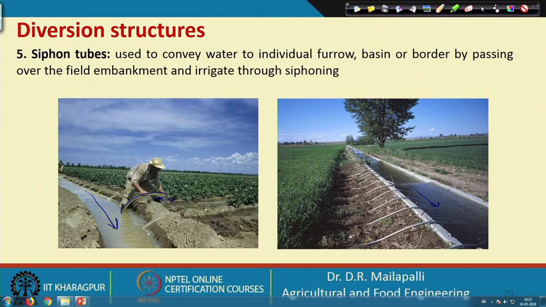Similarly, each furrow is going to have one siphon tube, or maybe 2 siphon tubes, based on the discharge required for the field.